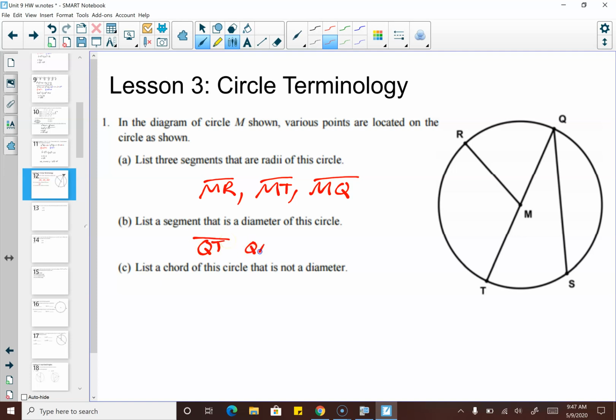Okay, now you could put the M in there, all right? Those are the same thing. Usually it's a lot cleaner to leave the M out. So from Q to T would be our diameter.